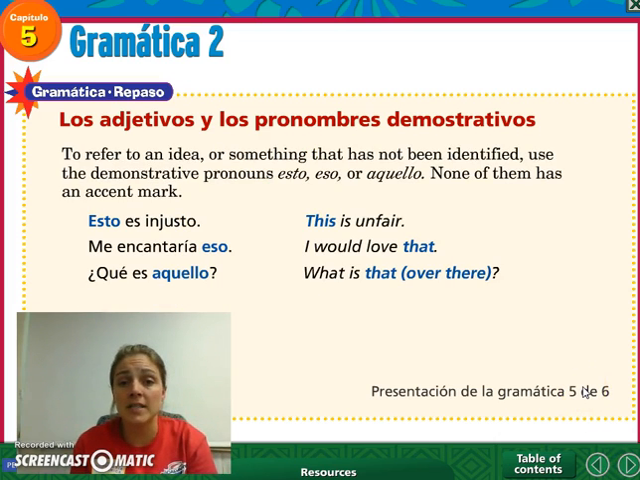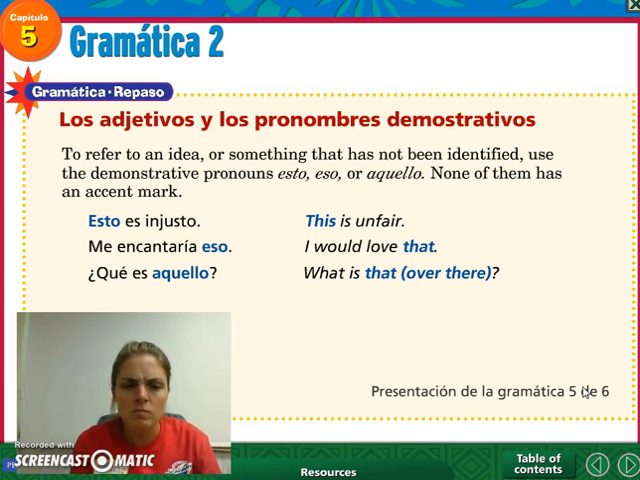Okay, to refer to an idea or something that's not been identified, in other words, it's just a general statement, you have to use the demonstrative pronouns esto, eso, or aquello. So this is only if we don't have a noun that we're talking about. They're just general statements in the air. Also, they don't have accent marks on them.